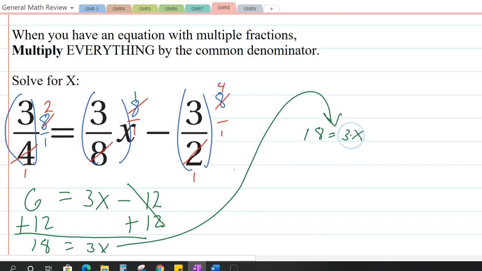Now, the opposite of multiplying by 3 is to divide by 3. Whatever I do to one side, I do to the other. 3 divided by 3 cancel out. X is equal to 18 divided by 3 is 6. Now, usually we say x equals a number, which means I'm going to write this backwards. X is equal to 6. Notice I did not change anything. I just wrote it backwards.